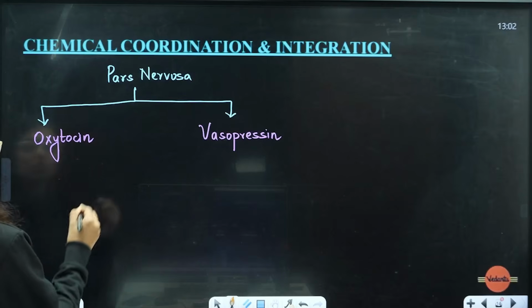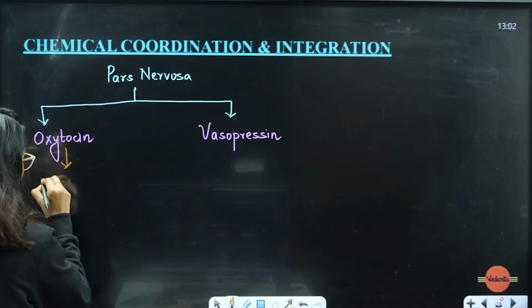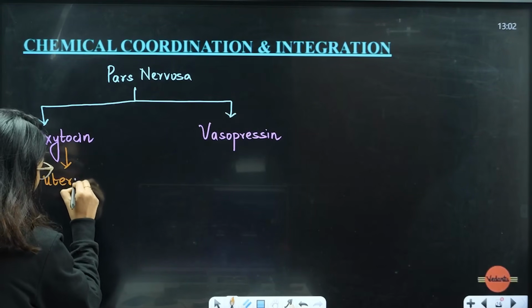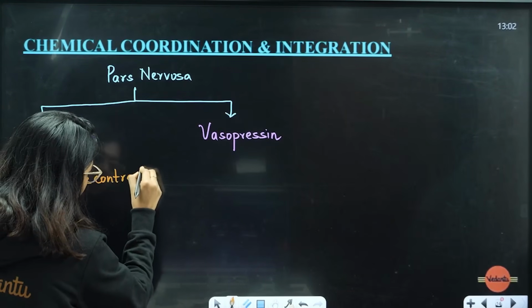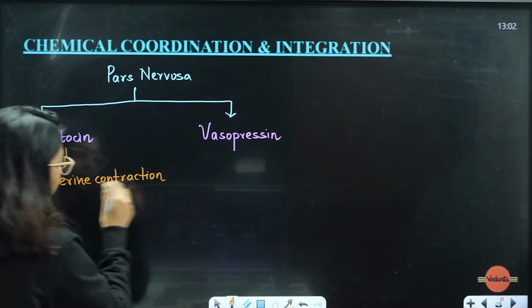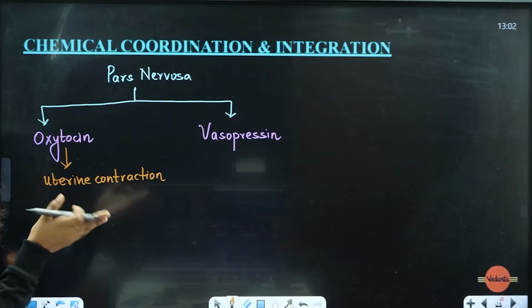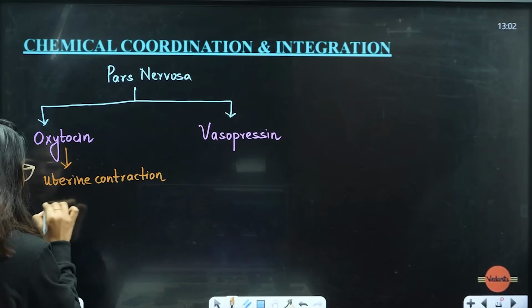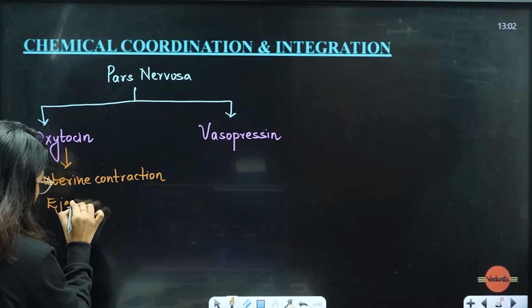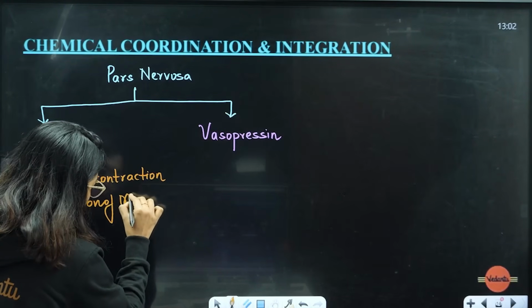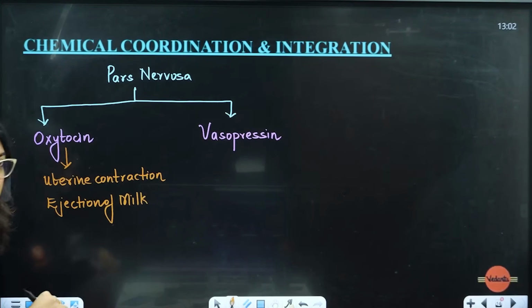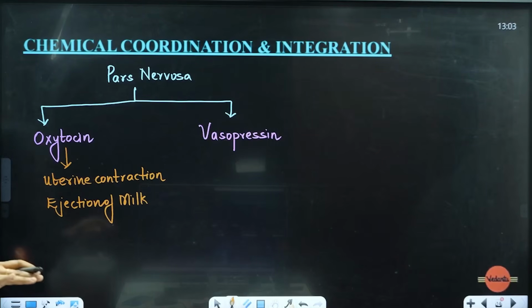So students, oxytocin, what is it going to do? It is going to help in uterine contraction. It is going to stimulate the muscles, so you can write contraction of the uterine muscles. Also it is going to help in ejection of milk, especially during lactation.